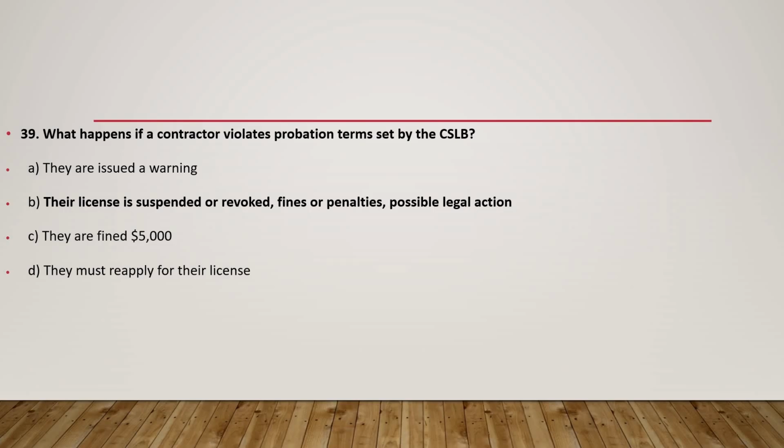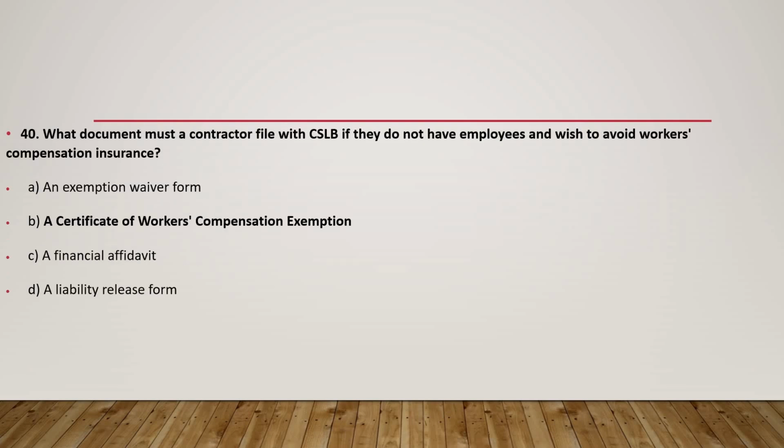39. What happens if a contractor violates probation terms set by the CSLB? B. Their license is suspended or revoked, fines or penalties, possible legal action. 40. What document must a contractor file with CSLB if they do not have employees and wish to avoid workers' compensation insurance? B. A certificate of workers' compensation exemption.